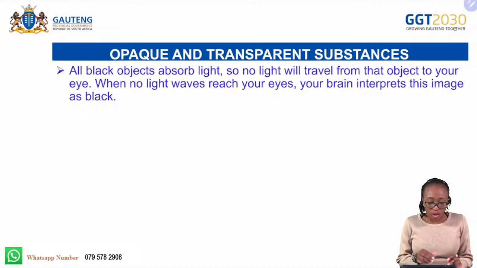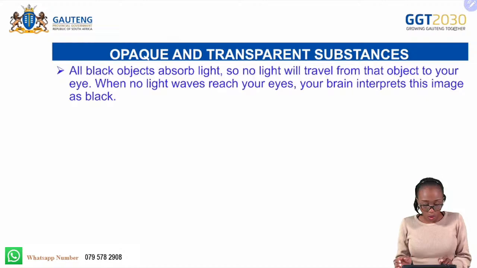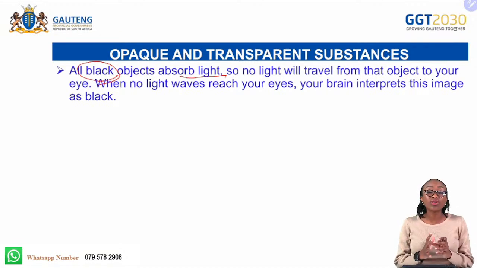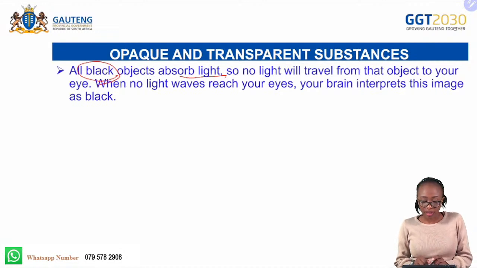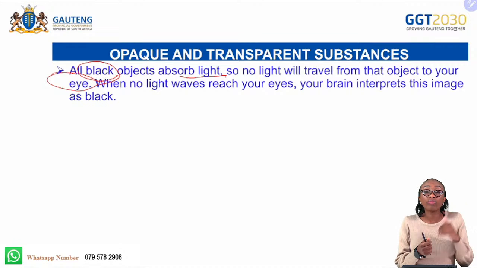Now, all black objects absorb light. So when you see your next black colored object, you know it absorbs light. So no light will travel from your object to your eye, because all black objects absorb light.